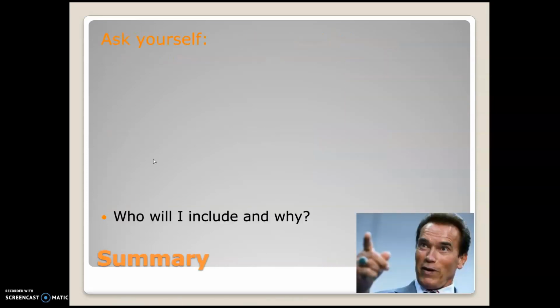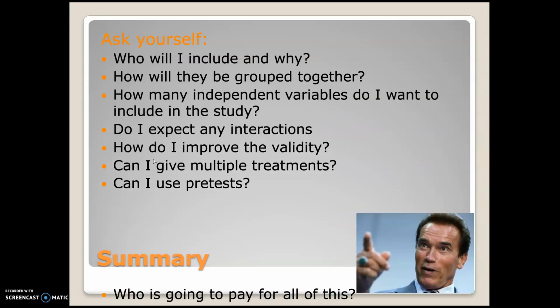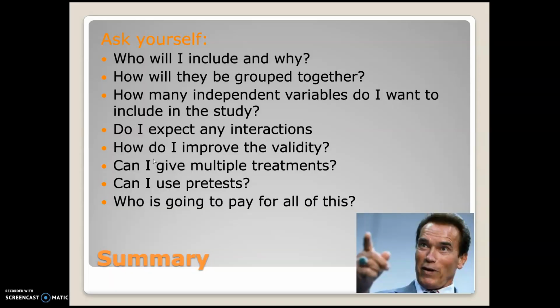So things to consider. Let me throw them all in here once again with the transitions. You'd think I would just eliminate the transitions, but that's taking too much time. All right? So who are you going to include? Why are you including those people? Is your sample representative? How are you going to group them together? Are you going to group them together by condition? Are you going to use subgroups? Are you going to use stratified random sampling? All things you want to consider.